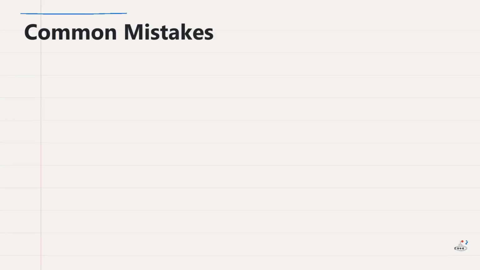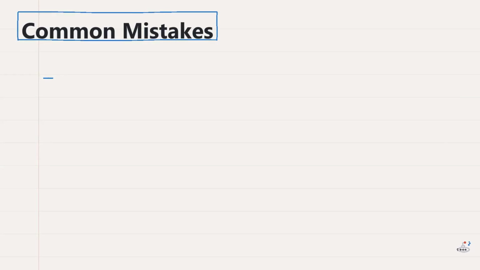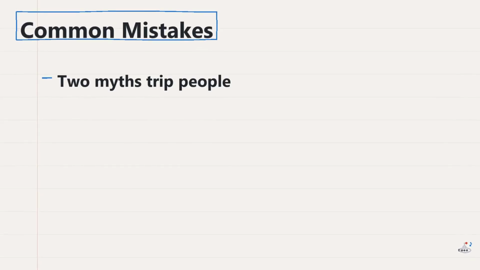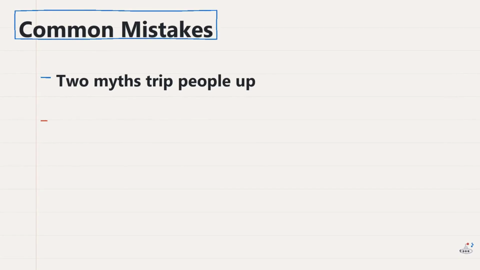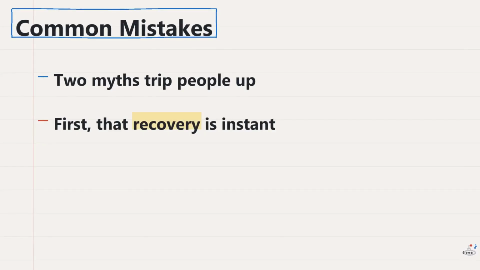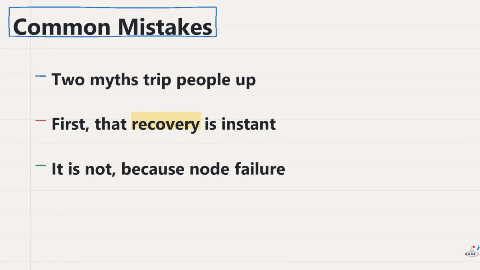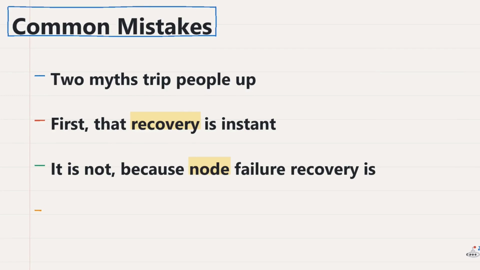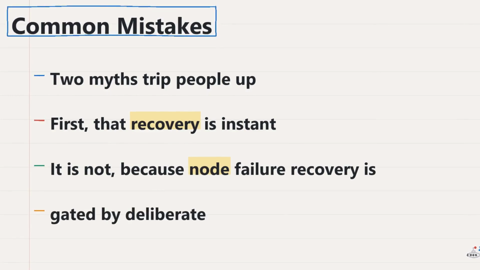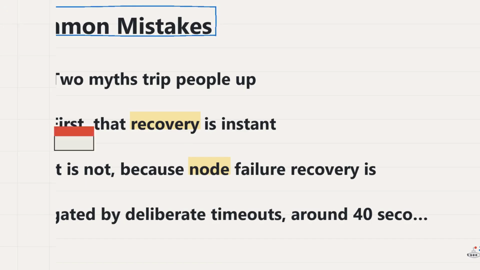2 myths trip people up. First, that recovery is instant. It is not, because node failure recovery is gated by deliberate timeouts, around 40 seconds to detect plus minutes to evict, to avoid panicking over a brief network blip. Second, that a crashing pod restarts forever at full speed. It does not, because crash loop backoff inserts growing delays up to 5 minutes, which is exactly why a misconfigured app seems to take longer and longer to retry. Tuning those timeouts, not wishing them away, is how you trade detection speed against false alarms.